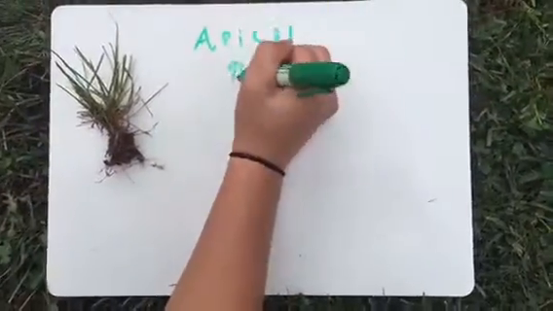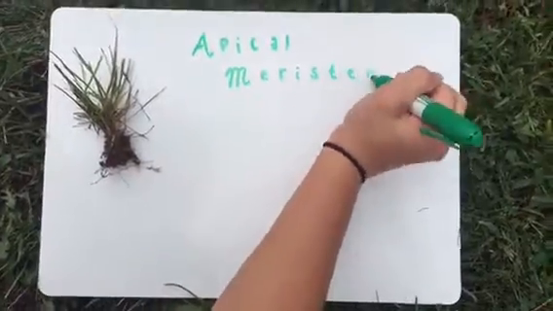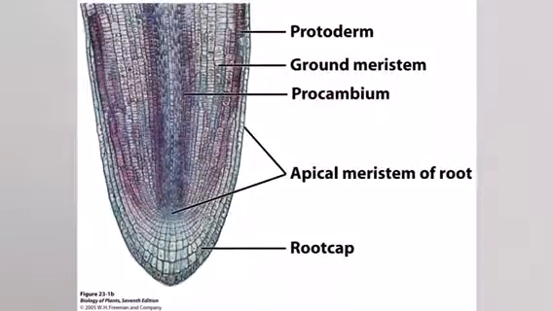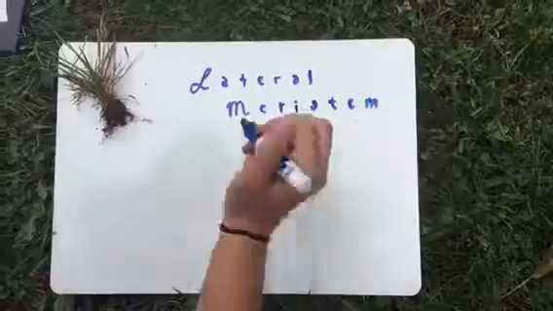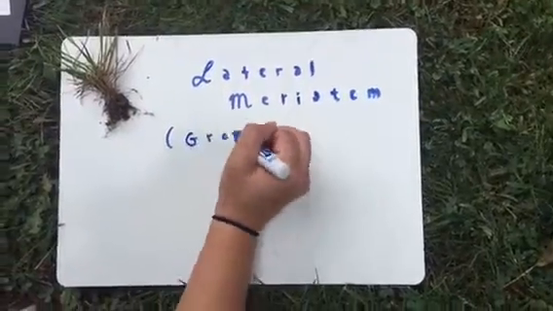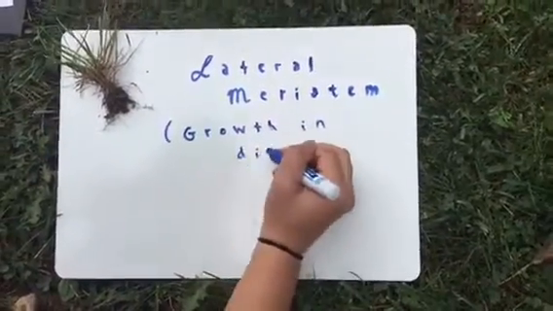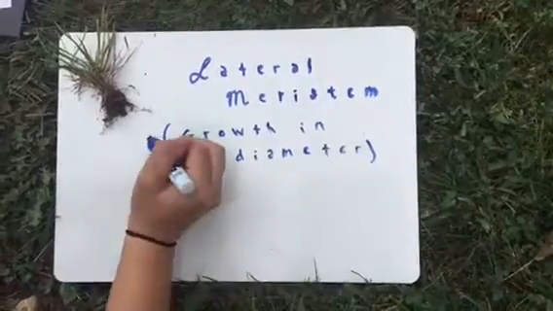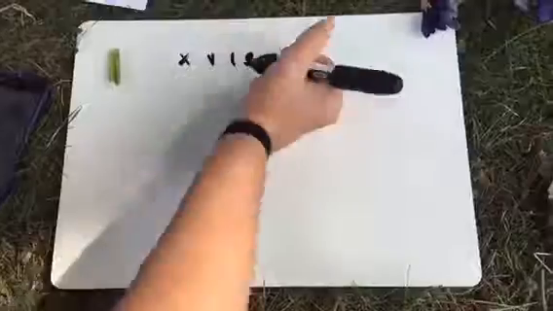The apical meristem, which is located at the tips of roots on plants, is responsible for the growth in plants and produces new cells through mitosis that will eventually specialize. The lateral meristem, which is responsible for the growth in diameter, occurs on the outside of stems and roots.